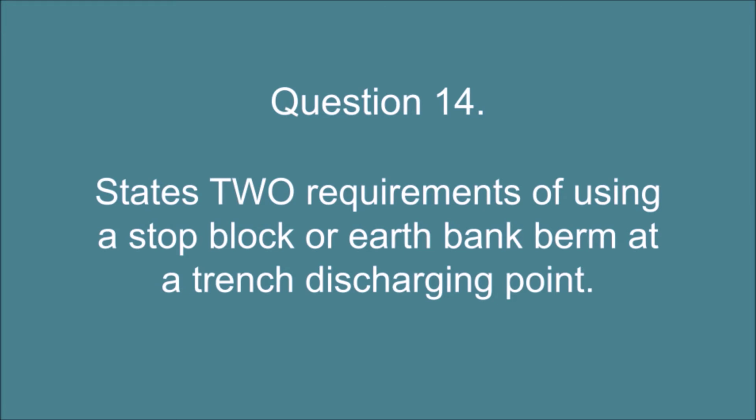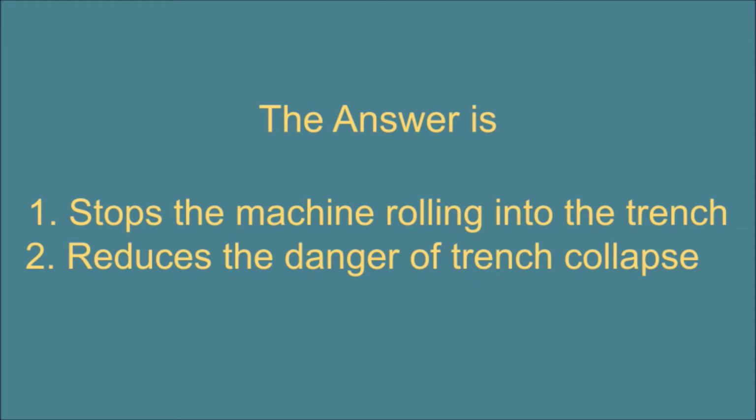Question 14. State two requirements of using a stop block or earth bank, berm, at a trench discharging point. The answer is: 1. Stops the machine rolling into the trench. 2. Reduces the danger of trench collapse.